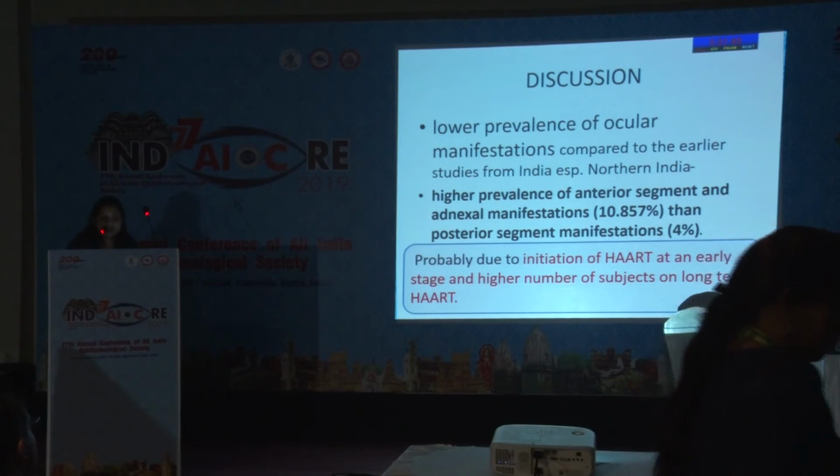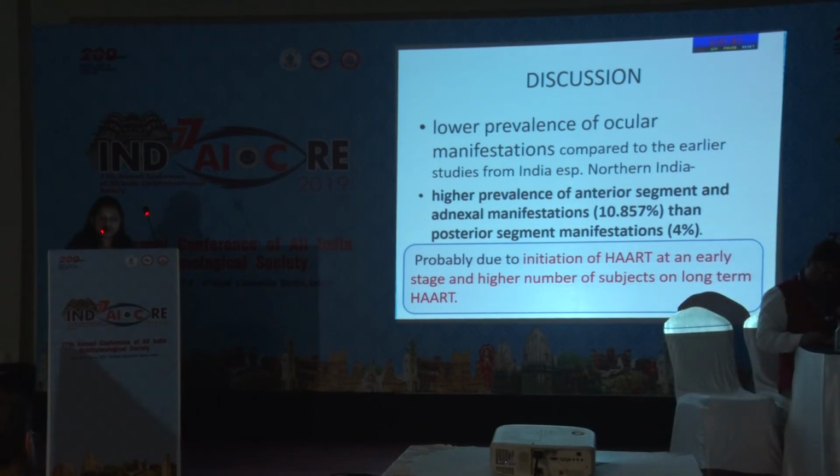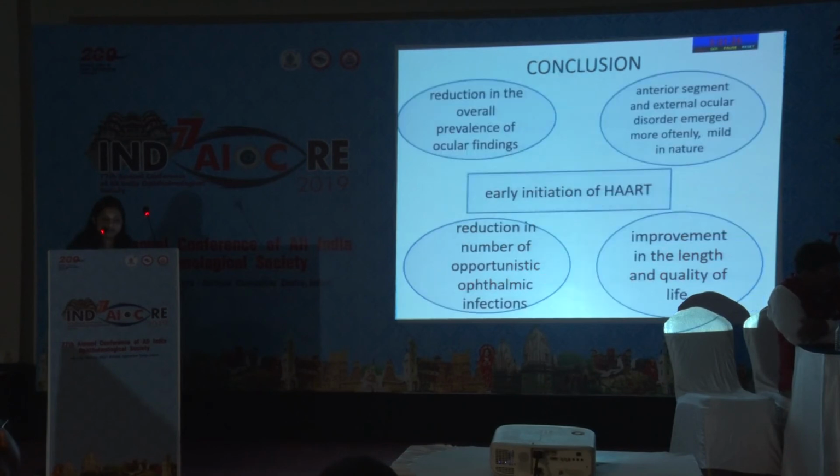Thus, our study has shown a lower prevalence of ocular manifestations as compared to previously conducted studies, especially in northern India, and we have reported a higher prevalence of anterior segment manifestation than posterior segment manifestation. Probably we have got this due to initiation of HAART at an earlier stage, and a higher number of subjects being on long-term HAART. Thus, early initiation of HAART has resulted in a reduction in the overall prevalence of ocular findings and in opportunistic infections. The anterior segment manifestations have emerged more often, but they too were mild in nature, and HAART has resulted in improvement in the length and quality of life.